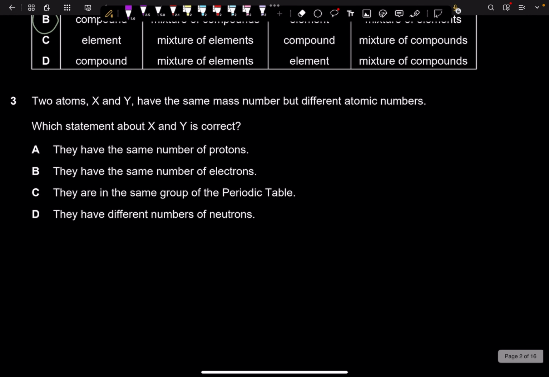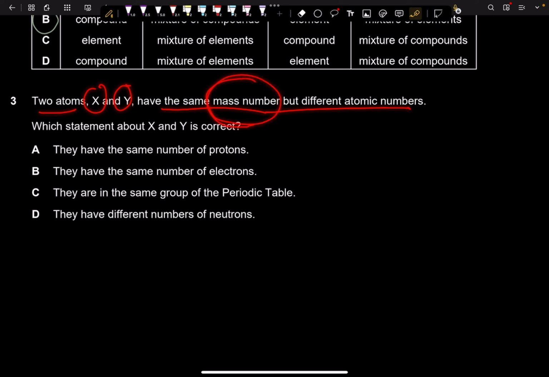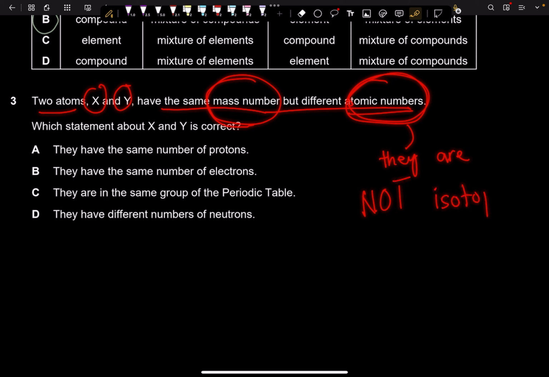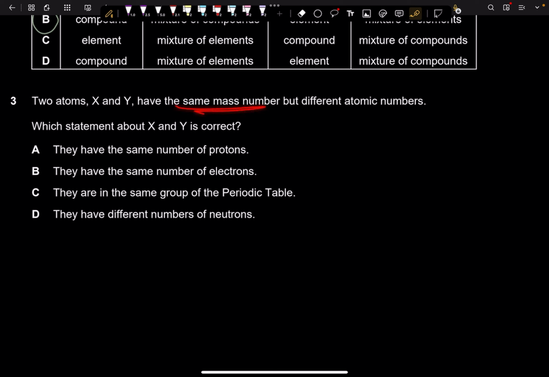Okay, let's move on. Two atoms X and Y have the same mass number, but different atomic numbers. This means that they are not isotopes. Why? Because the definition of isotopes is just reversed over here. Isotopes have the same atomic number but different mass number. Over here they have the same mass number and different atomic number. Don't confuse it with isotopes.